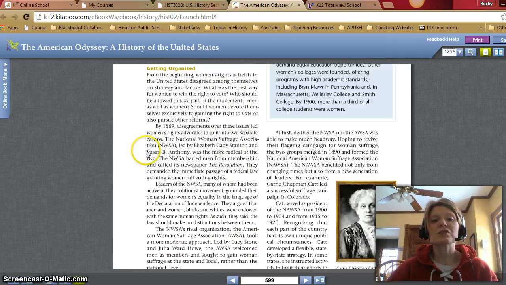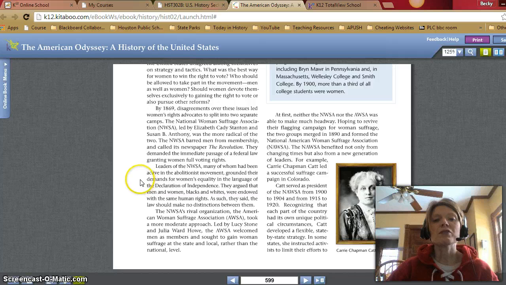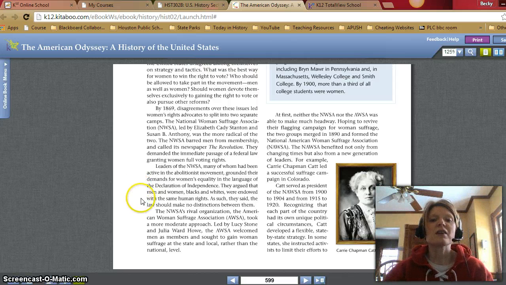The National Women's Suffrage Association, the NWSA, led by Elizabeth Cady Stanton and Susan B. Anthony, was the more radical of the two. The NWSA barred men from membership and called this newspaper the Revolution. They demanded the immediate passage of a federal law granting women's full voting rights. Leaders of the NWSA, many of whom had been active in the abolitionist movement, grounded their demands for women's equality in the language of the Declaration of Independence. They argued that men and women, blacks and whites, were endowed with the same human rights. As such, they said, the law should make no distinctions between them.